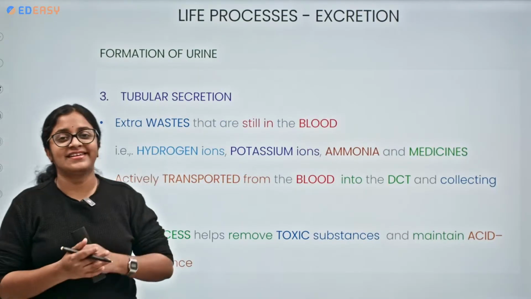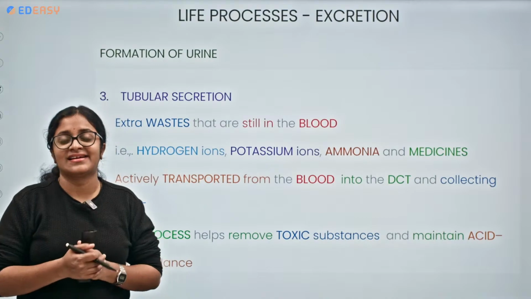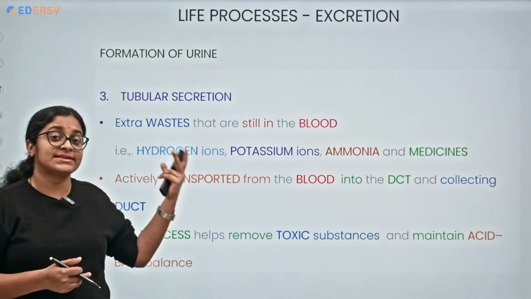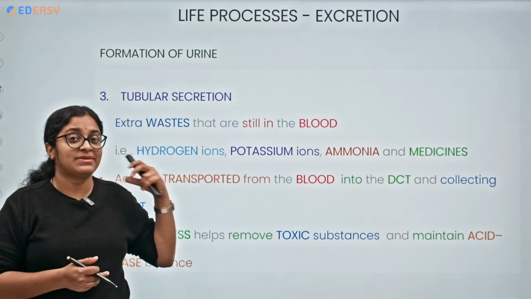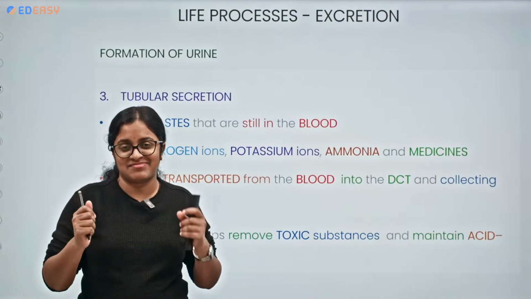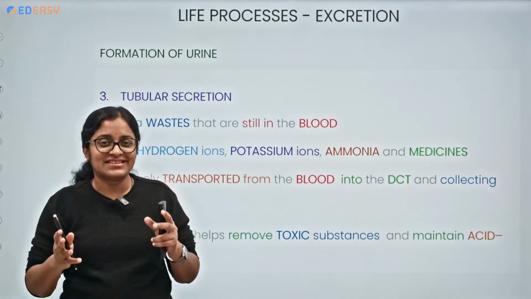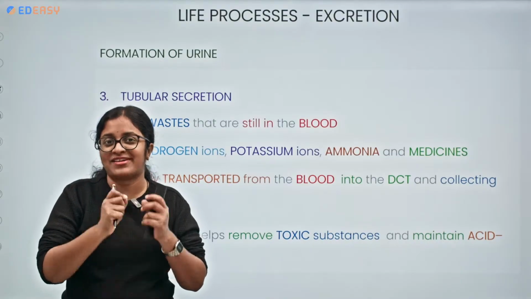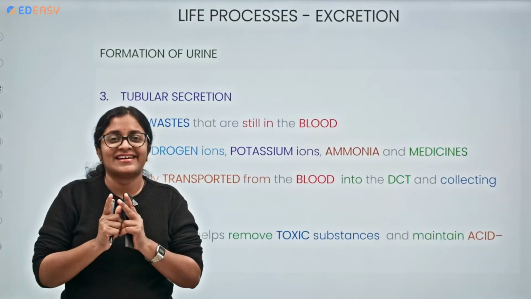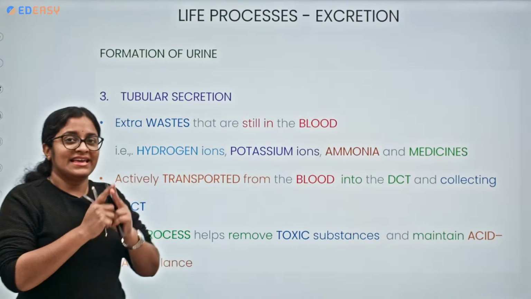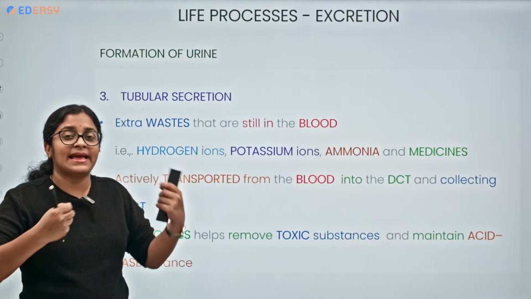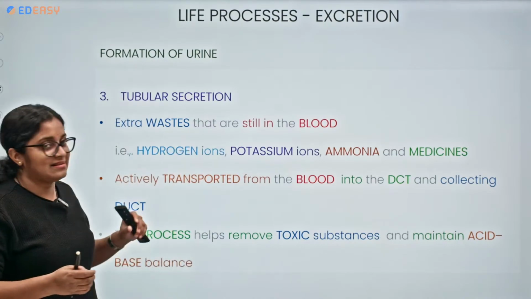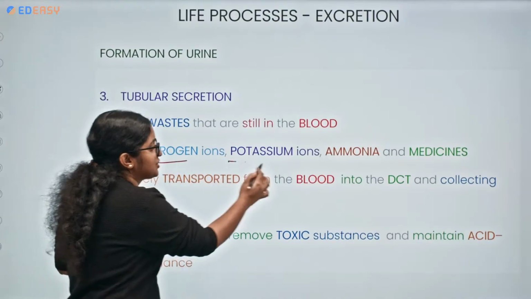Now moving on, the tubular secretion part. In the tubular secretion, the extra waste which is still in the blood. Sometimes, in the tea powder example itself, even though we use a good strainer, we could still find little quantities of the tea powder in the liquid that has been filtered. In the same manner, even though the extra waste is being eliminated, there is still some presence of extra waste in the blood. Like what? Like hydrogen, potassium and ammonia.